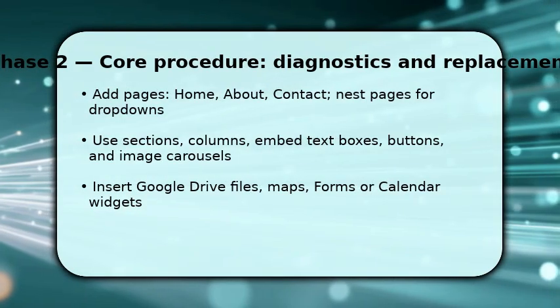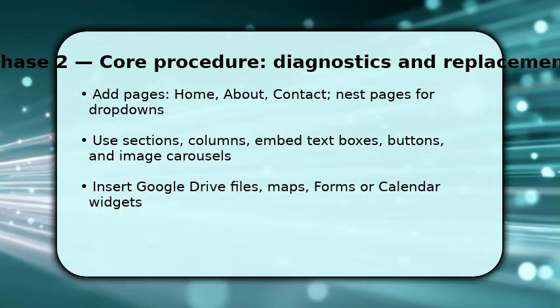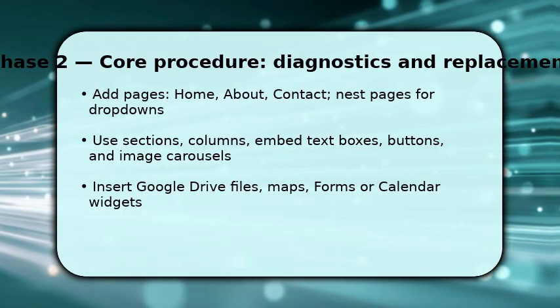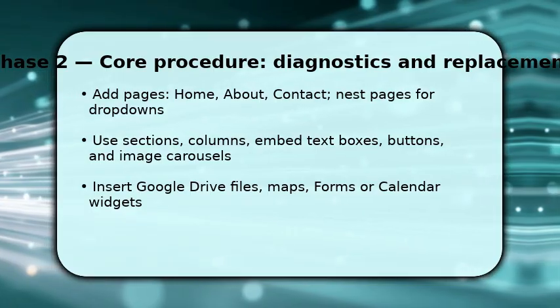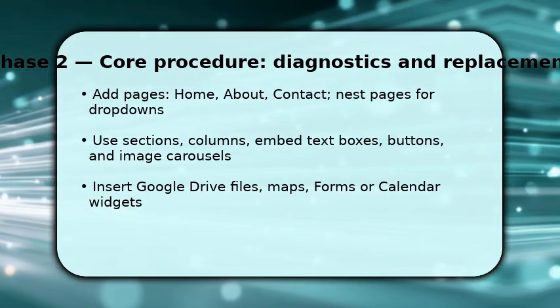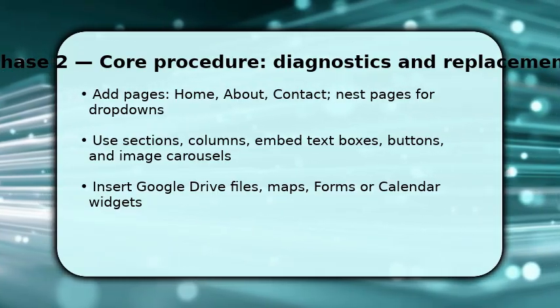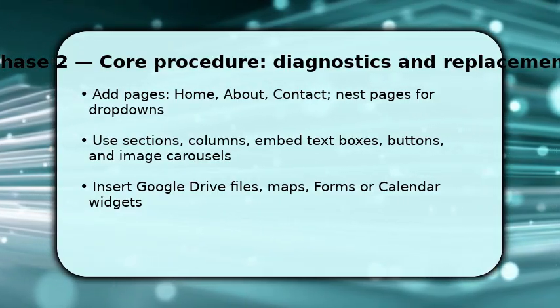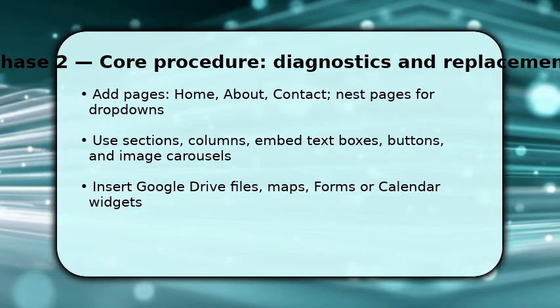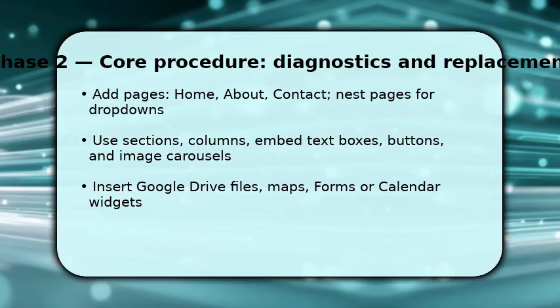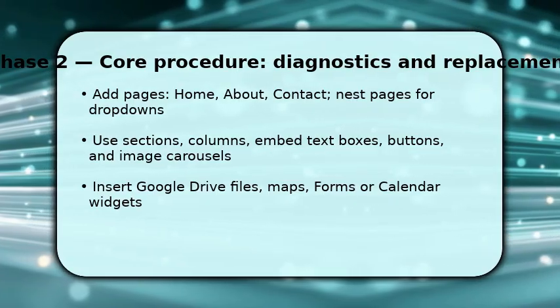Now you construct each page. Add home, about, contact, and nest any subpages under parent pages for drop-down menus. Use sections to split content and add columns for side-by-side elements. This controls flow and mobile stacking. Insert text boxes, buttons for CTAs, and image carousels to showcase visuals. Embed Drive documents or a Google form to collect responses, and include a map or calendar if relevant.